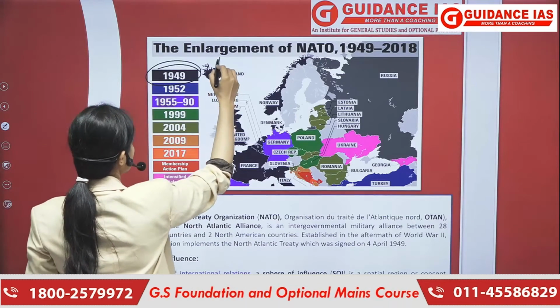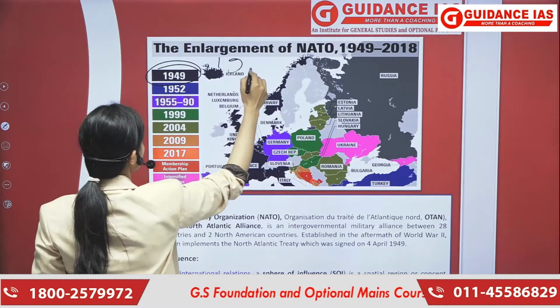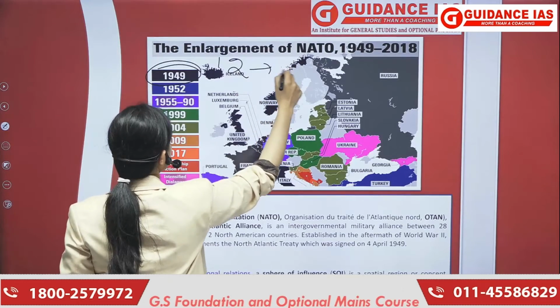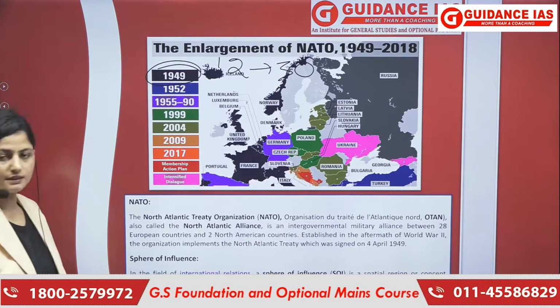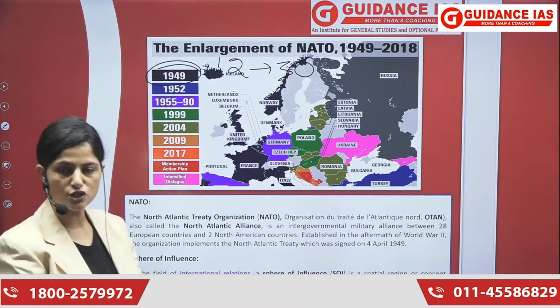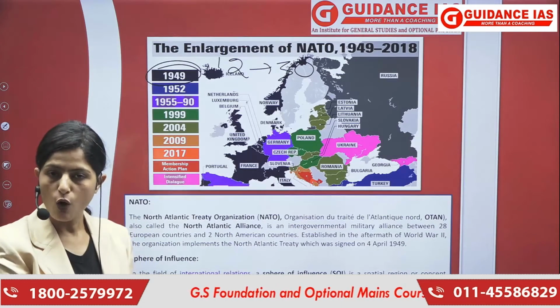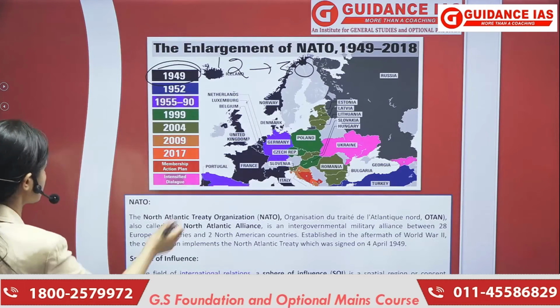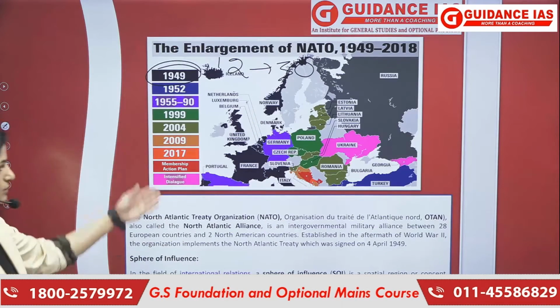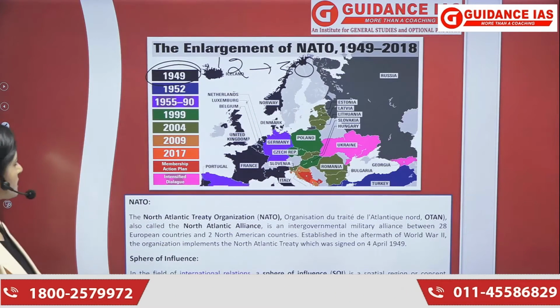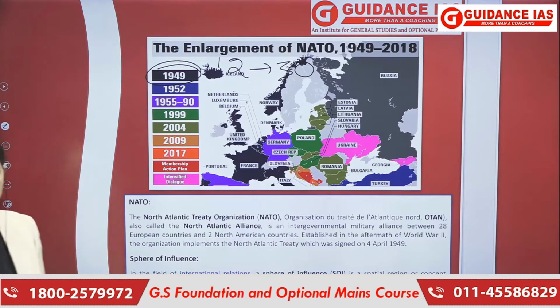The founding members were how much? The founding members were 12, and then it got expanded, and now they are 30 in number. They've expanded it to such a level wherein initially they promised that they won't be expanding, but they're doing the opposite of it. So of course, these are the member countries. You can have a look at this map. Okay, this is the map from 1914 to 2018.